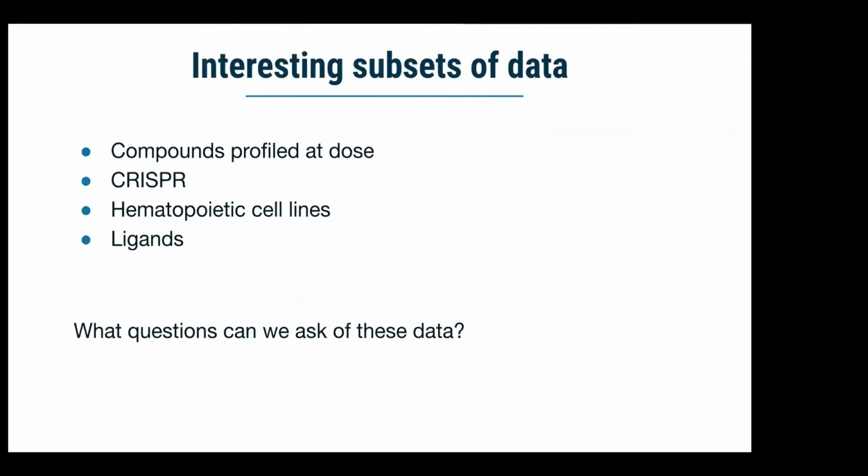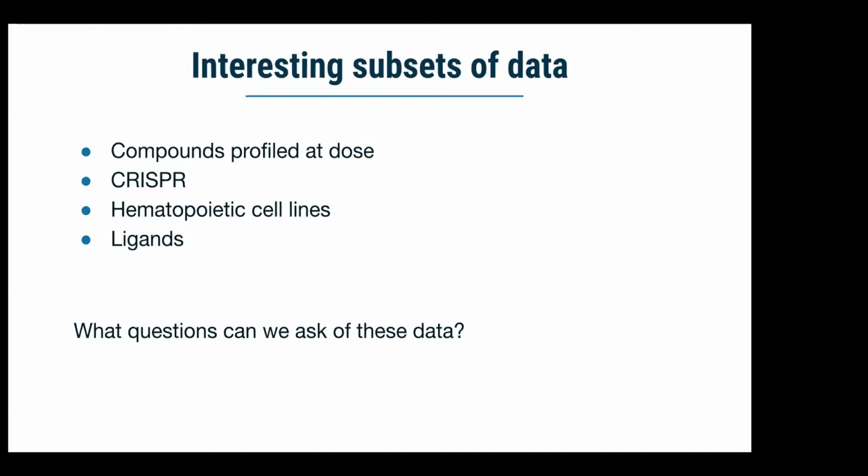Right. So now that we've talked a bit about how to access the data, I thought it might be useful to highlight some potentially interesting subsets of the data that could prove useful for analysis. These subsets include compounds that we've profiled at dose, as well as CRISPR signatures, a subset of hematopoietic cell lines, and ligands that we showed in the query example. So the main, I think, overarching idea here is what questions can we ask of this data?